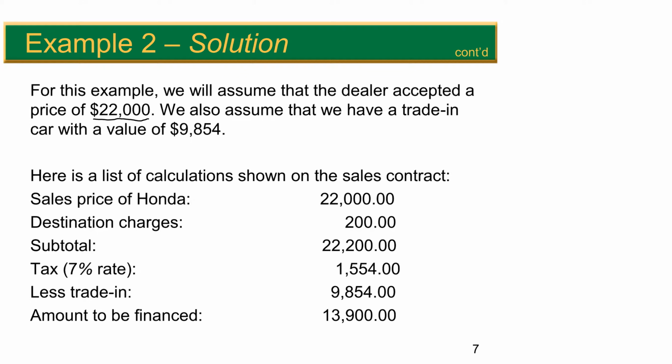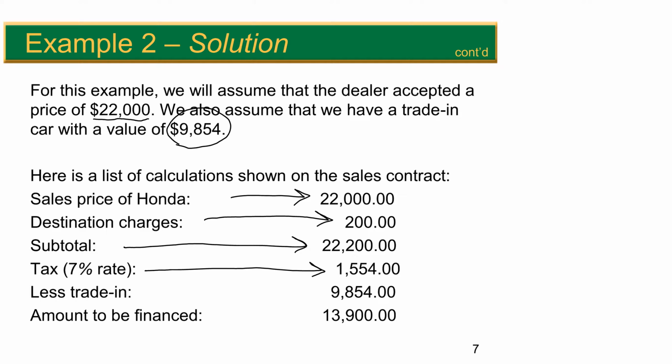You're going to also assume that you had another car to trade in, and this is the value of the trade-in that the dealer gave you. So this is what we're looking at. This is the price that we've offered to pay for the car. This is the destination charge, a fee that most dealers will tack on to the price of a car. So this is what you're paying for the car. Then there's a 7% tax rate. So they took the price of the car and multiplied it by 0.07, and that was the tax that we're paying for it. Subtract out the price of your trade-in, and we get $13,900.